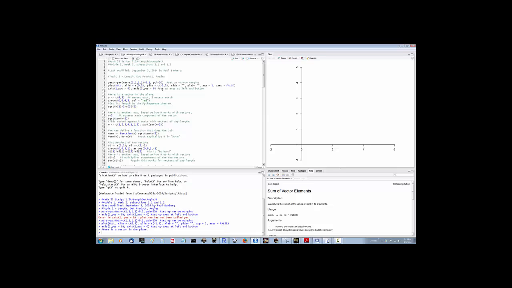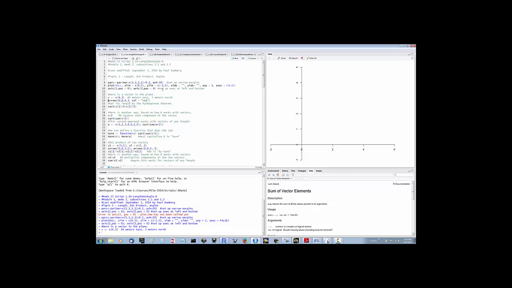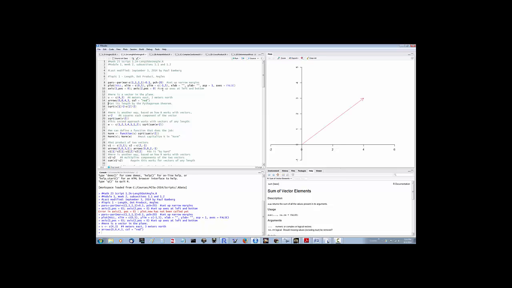Now let's set up a vector. 4 units east, 3 units north, and plot it. And when you plot it, you can visualize the length of the vector, which in fact is 5 units, and its direction, which is a bit less than 45 degrees above the horizontal axis.